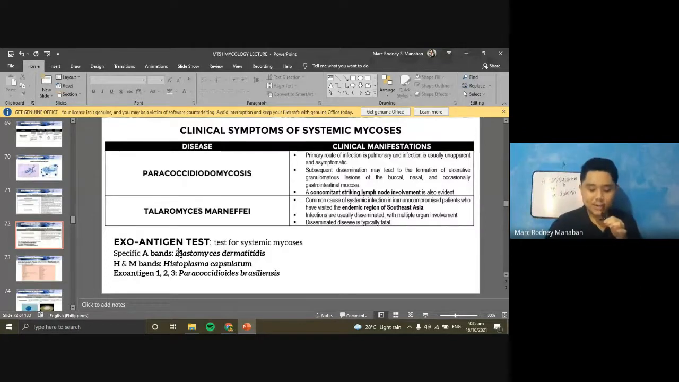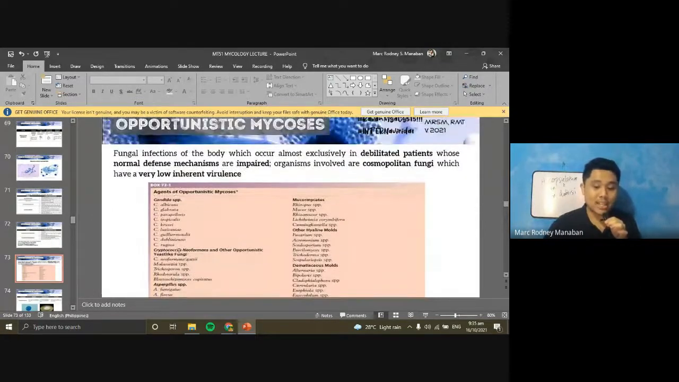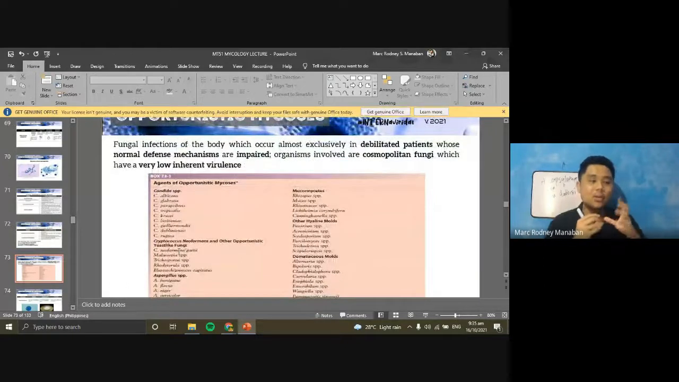Alright, okay. Now for the last group today, you have the opportunistic mycosis. By the name itself, these are fungi that under normal circumstances do not cause infection. But once they are introduced to the body of an immunocompromised patient, they become infective and can cause infection. And by the name itself, that is opportunistic, like opportunistic bacteria.